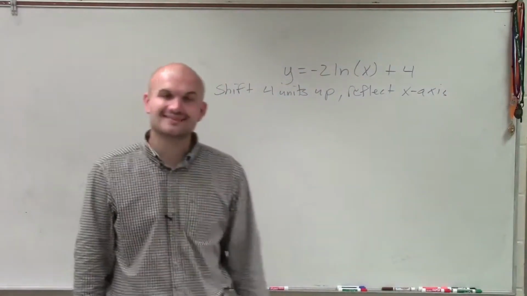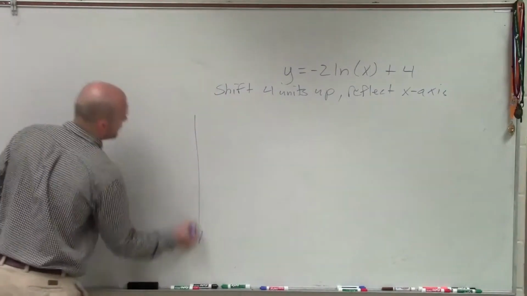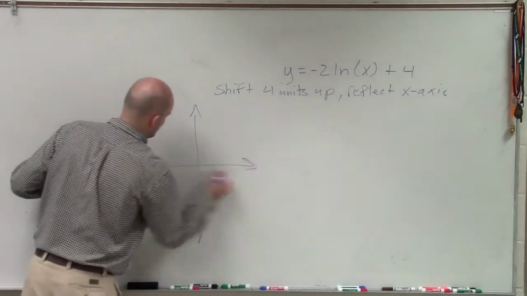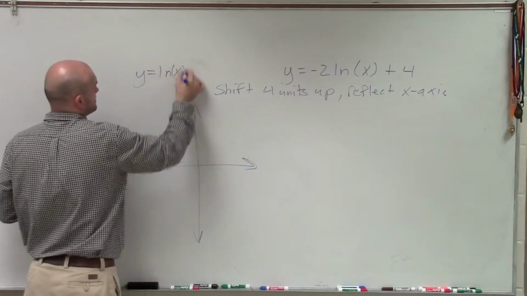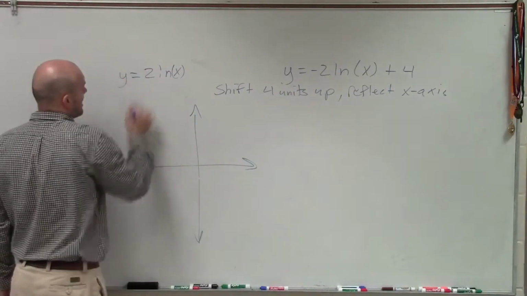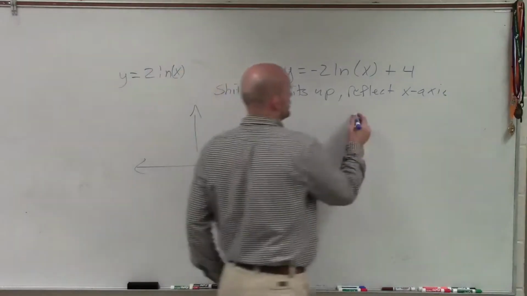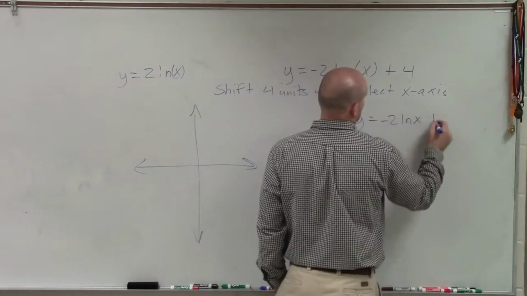Perfect. OK, so now what we need to do is graph our parent function. And the parent function, with no transformations, is y equals ln of x. And then we are going to graph our final function with the transformations.